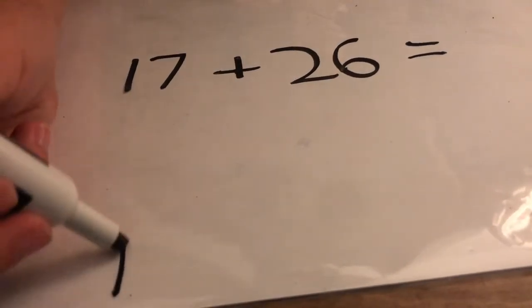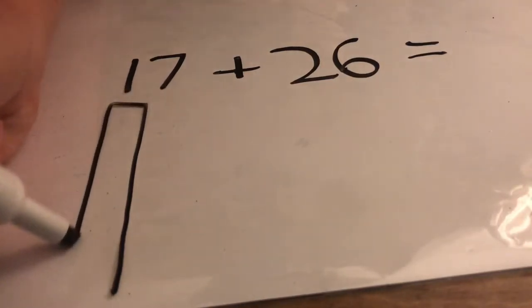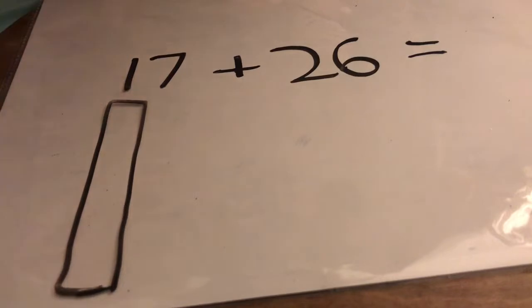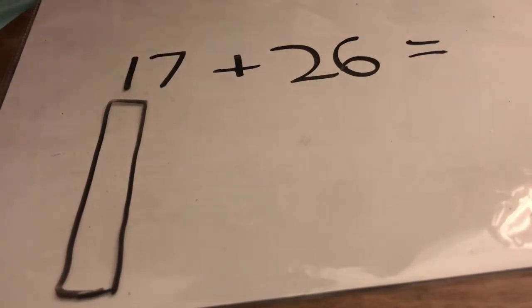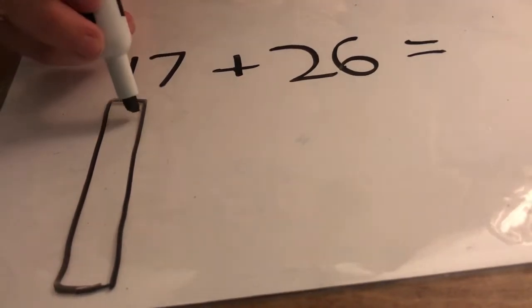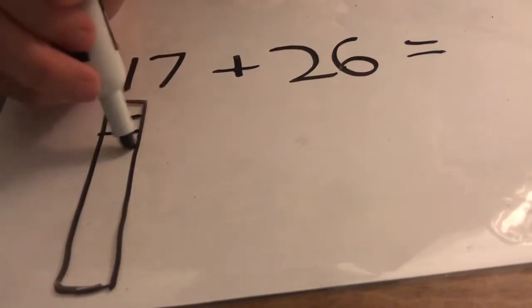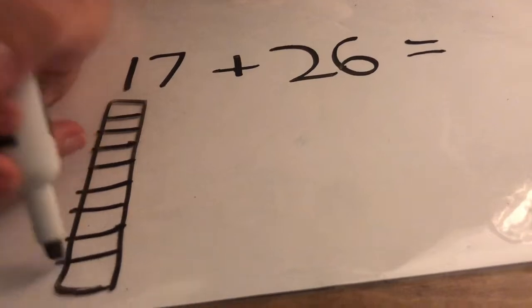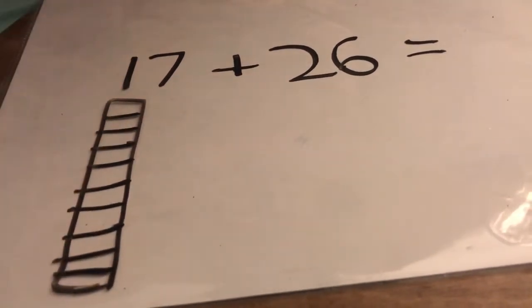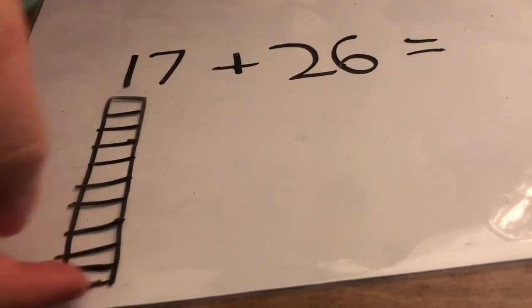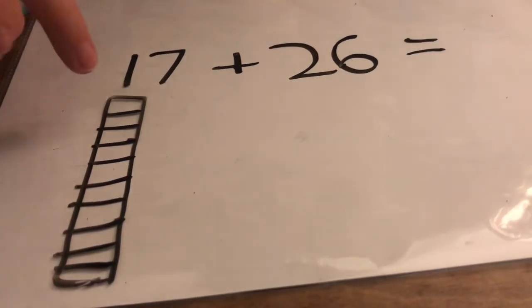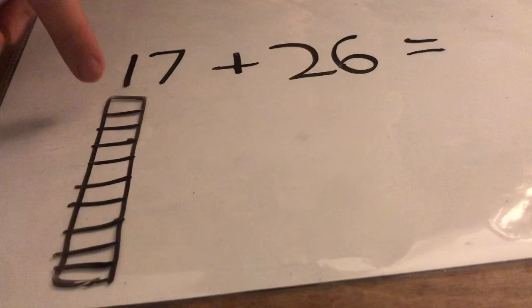So we're going to draw our ten stick right here. 1 ten stick, and then we're going to make sure that we can see our 10 ones in that ten stick. I drew 9 lines because with the lines on the edges, I'll show you, that means that we'll have 10 spaces inside.